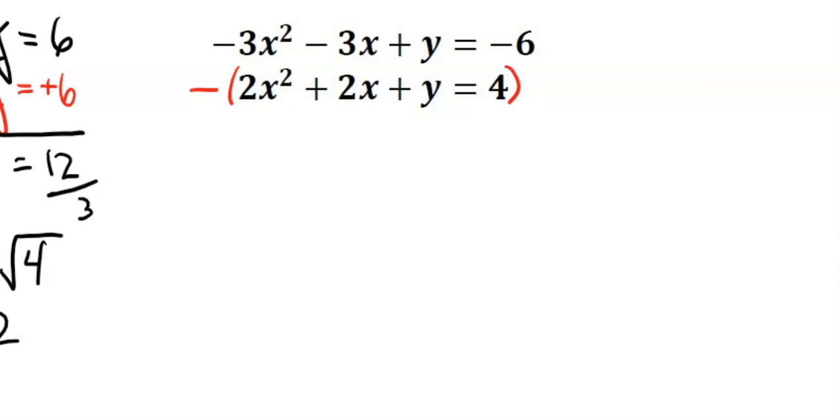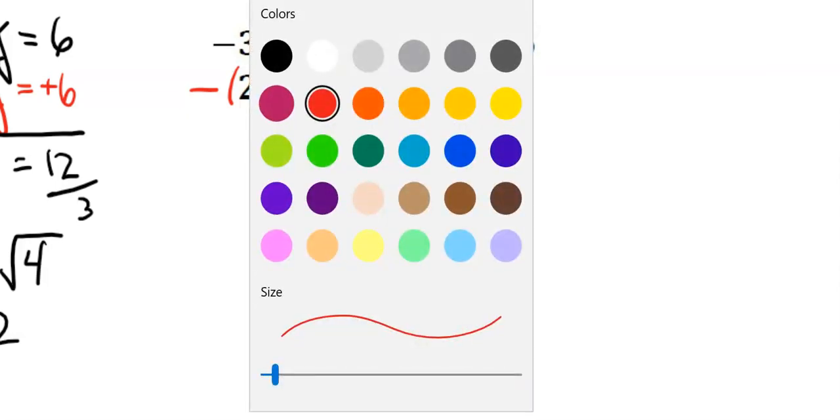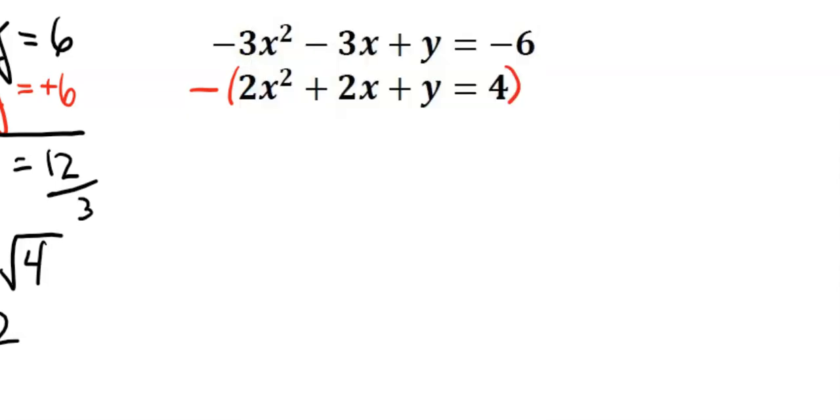And I'll just mentally this time remember to distribute that negative through each of those. So negative 3x squared minus 2x squared becomes minus 5x squared. Negative 3x minus 2x, after you've distributed the negative, becomes minus 5x. Y minus y, those cancel. And negative 6 minus 4 gives us negative 10.